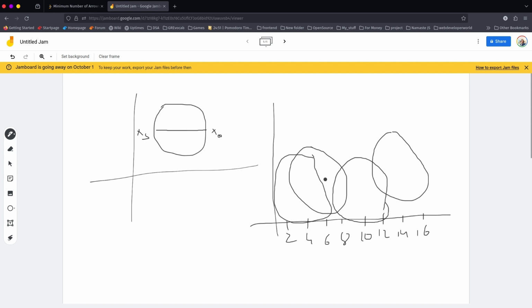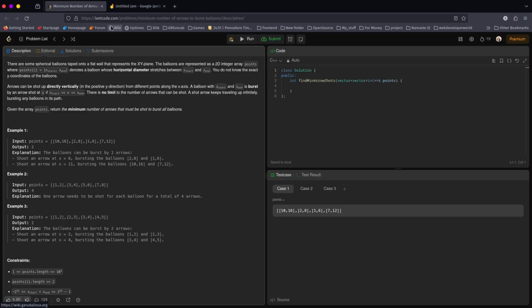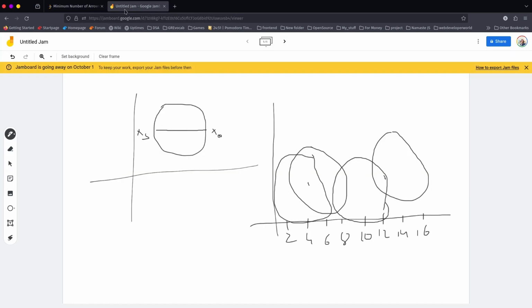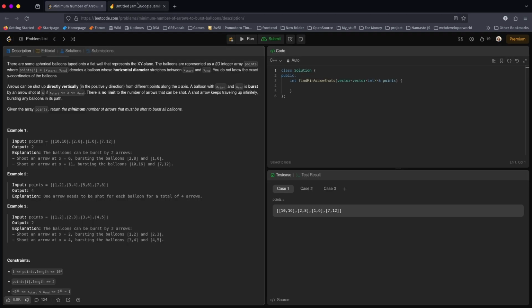So I need two arrows. One I can shoot here, and the other I can shoot here. Then these two will burst. Otherwise I would need three arrows, so at max I need 2 arrows. Shoot an arrow at 6, and at 11, since the midpoint of 10 and 12 is 11.